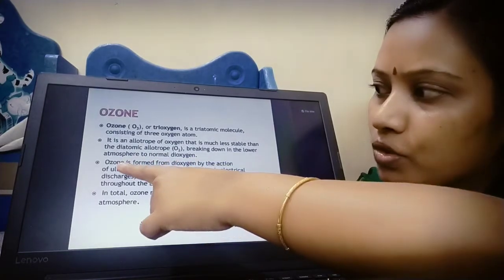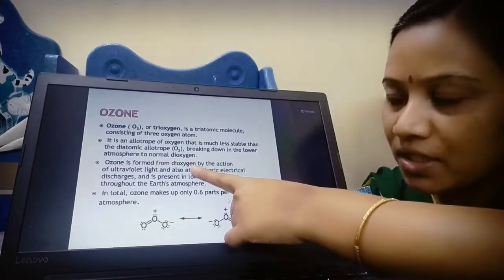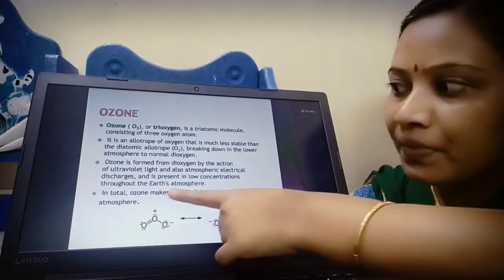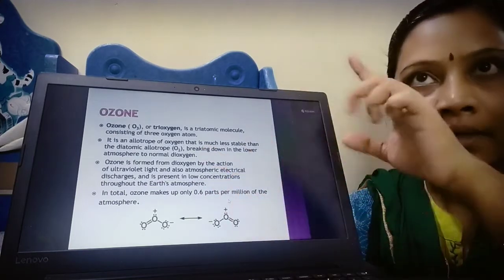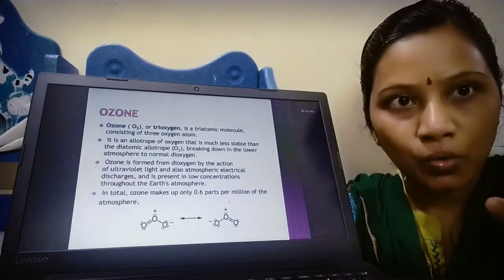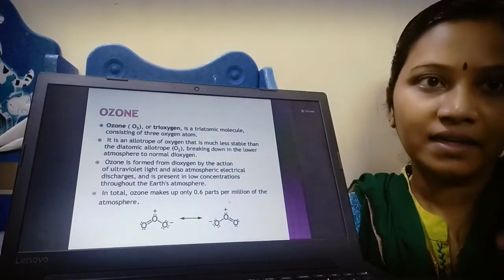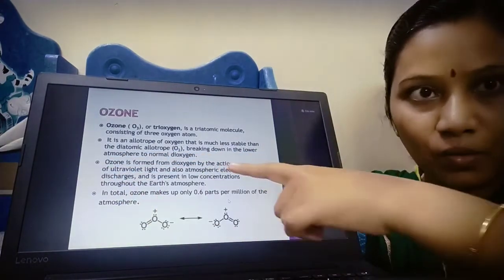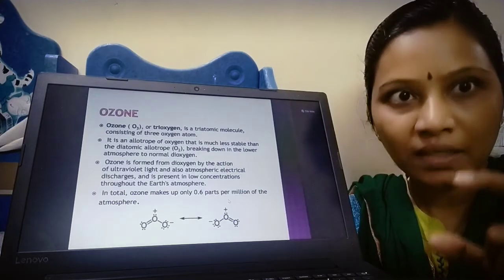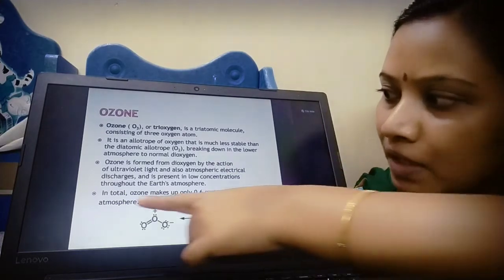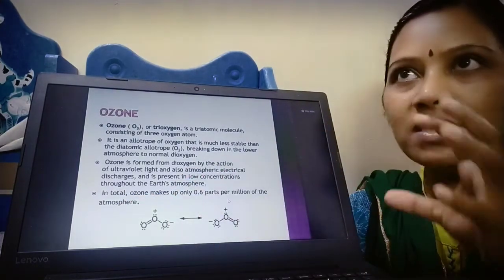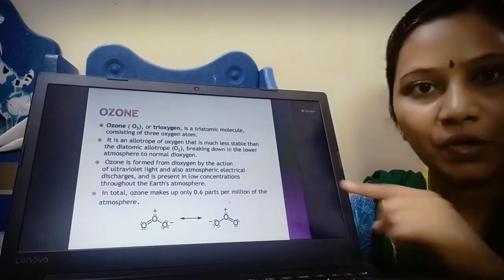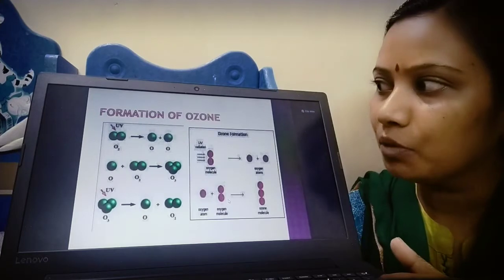Now how is ozone formed? When dioxygen is in the presence of ultraviolet light and electrical discharges, you will get O3. O2 in the presence of UV light and electrical discharges, O2 along with O, will give rise to ozone. That is, O2 dioxygen along with nascent oxygen. So in total, what is the composition of ozone in the atmosphere? It is 0.6 ppm, parts per million of the atmosphere.